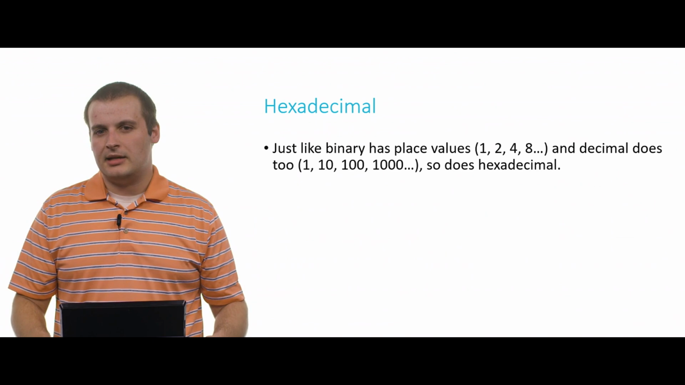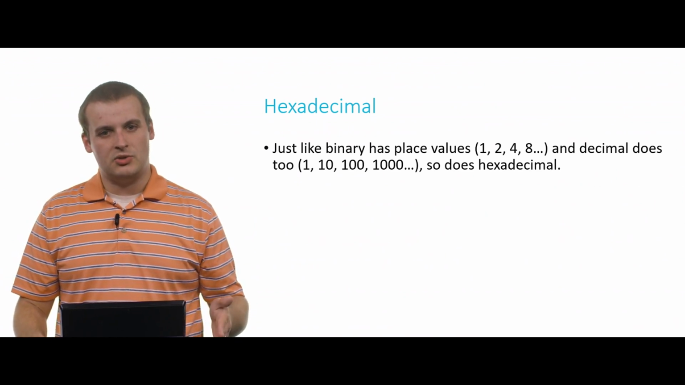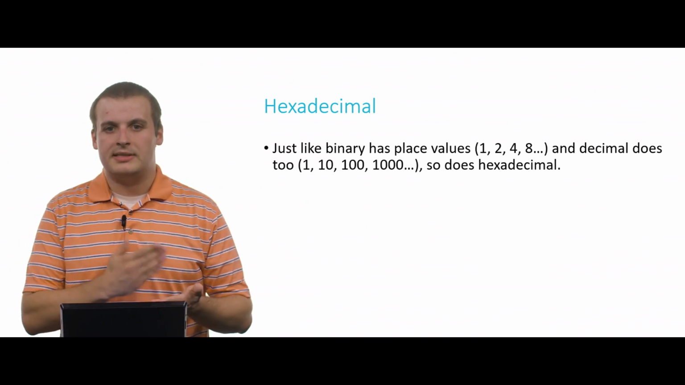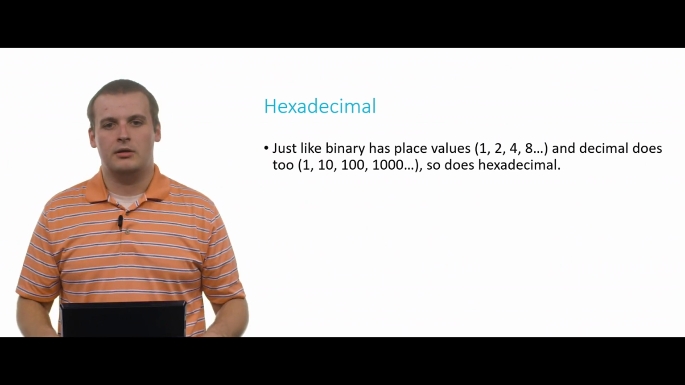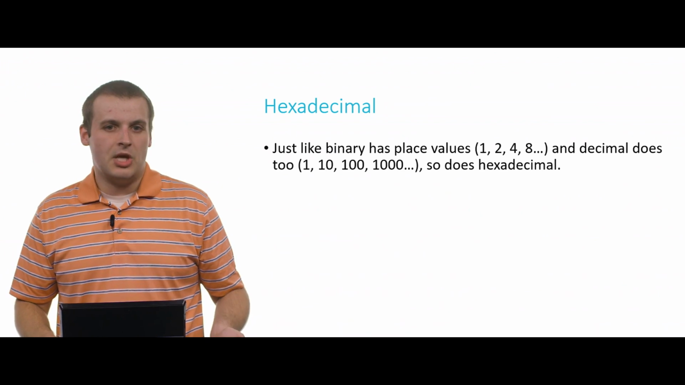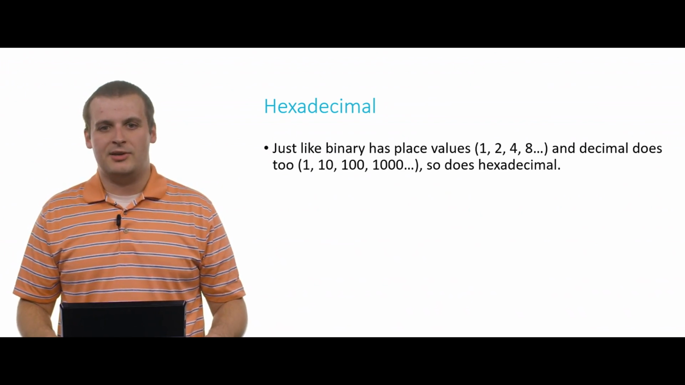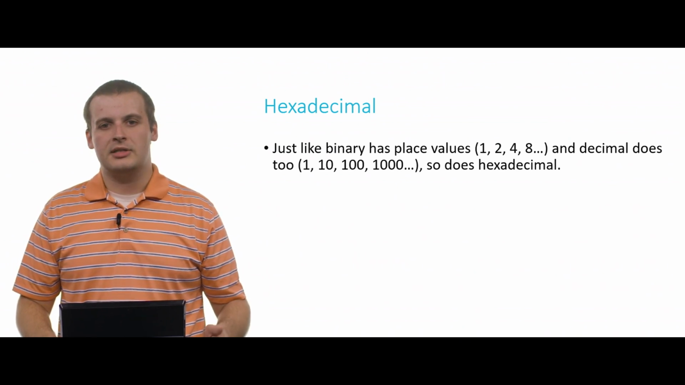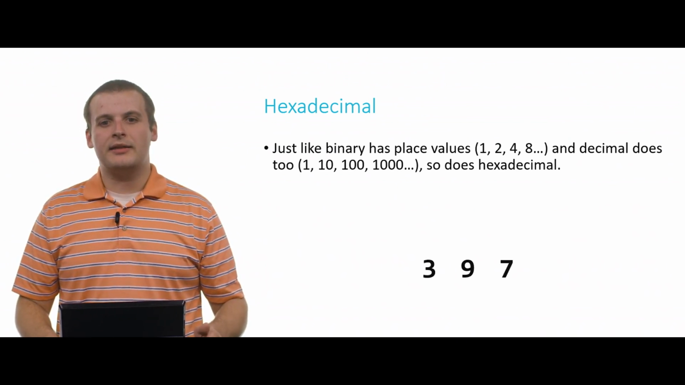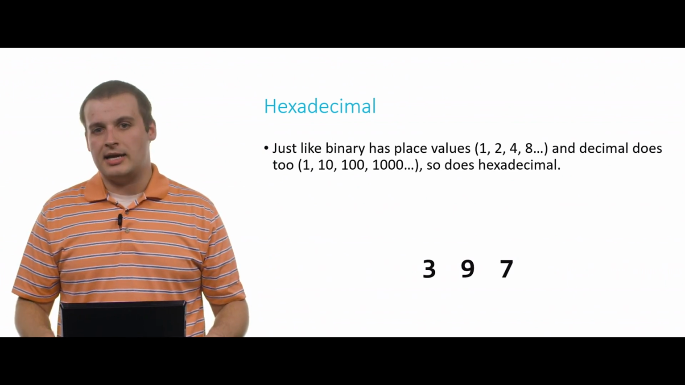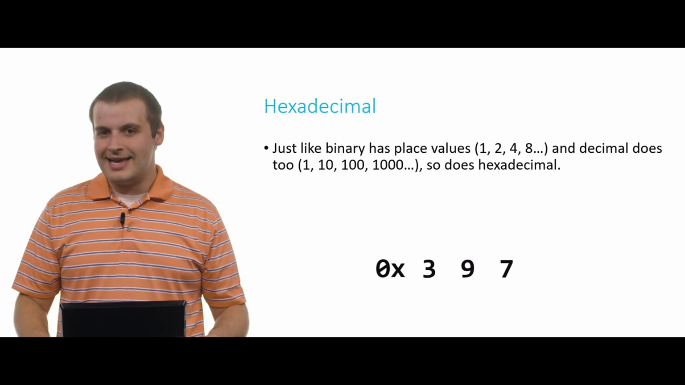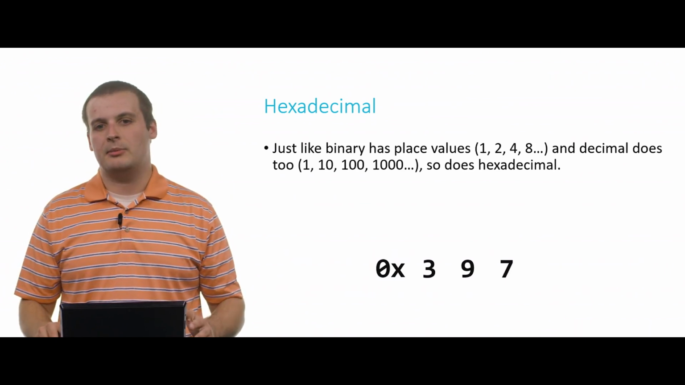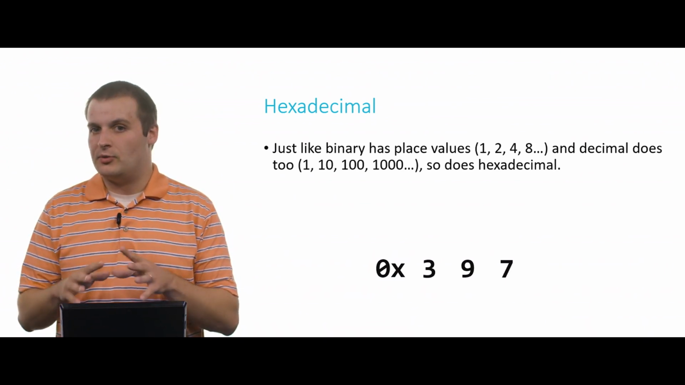So binary, as we said, has place values. There's a 1's place, a 2's place, a 4's place, and an 8's place. And decimal also has place values, the 1s, 10s, hundreds, and thousands that we all may recall from grade school. And hexadecimal is no exception here, really. It also has place values, but instead of being powers of 2 or powers of 10, they're powers of 16. So when we see a number like this, we pretty clearly know it's 397, right? Well, if we see a number like this, we know this isn't 397 anymore. This is the hexadecimal number 0x397. It's not 397.